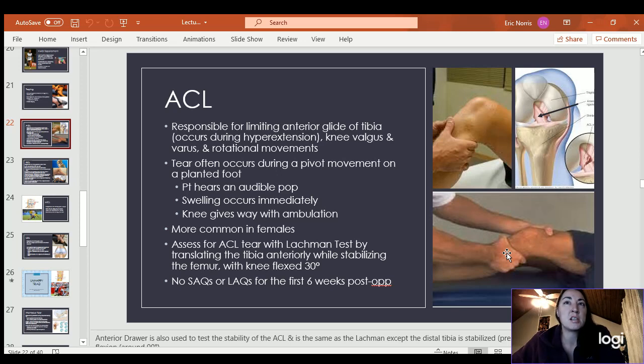If you don't feel like there's a lot of movement, but it's really painful for the patient, it may still be torn. It may be a partial tear. The other thing is the swelling itself acts as a block, so it can block the movement and give you a false negative.